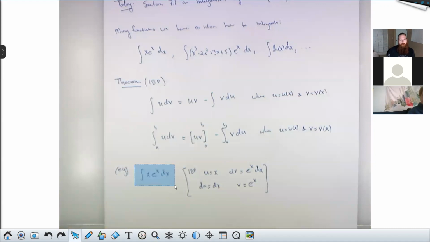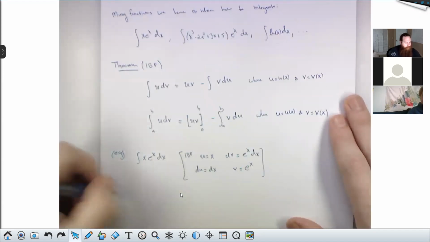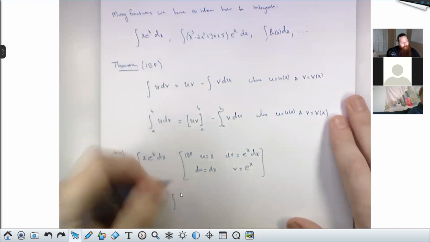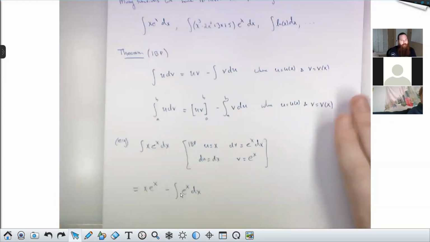The integral of u dv is what I have right here, because u is x and dv is e to the x dx. And according to the theorem, the integral of u dv is u times v minus the integral of v du. So you look at your table, you take u times v minus the integral of v times du. So according to the integration by parts formula, this integral is equal to u times v, which is x times e to the x, minus the integral of v times du, which is e to the x dx.